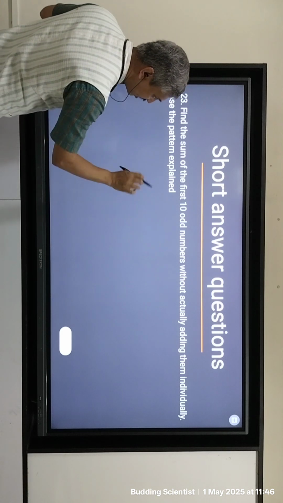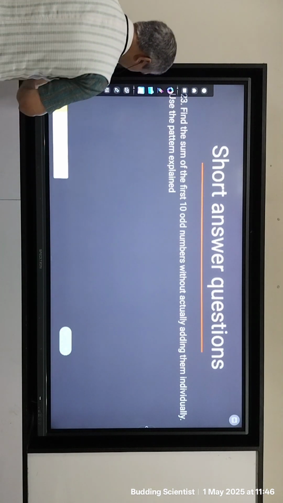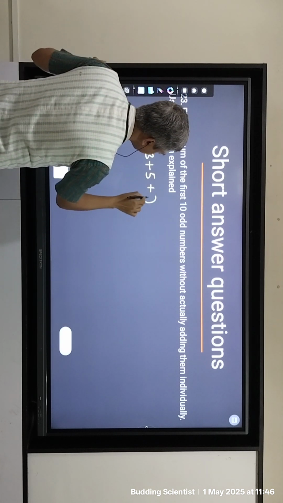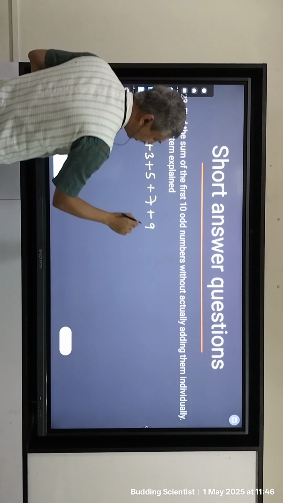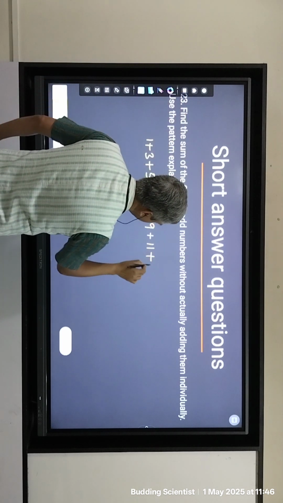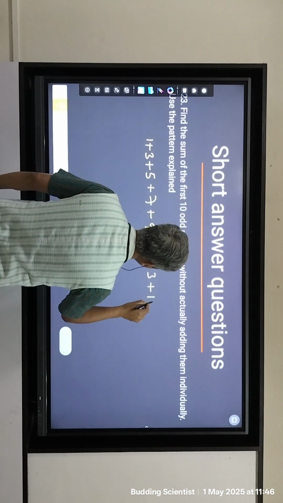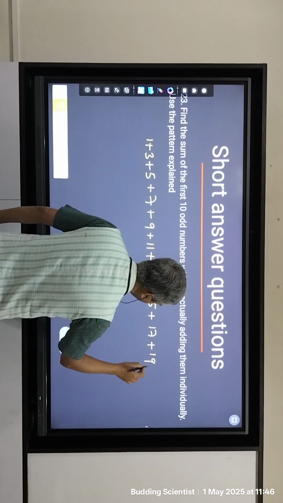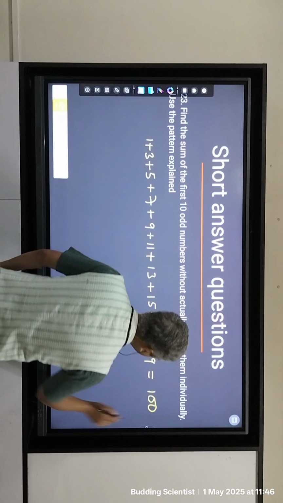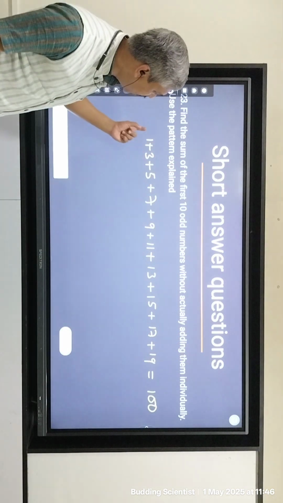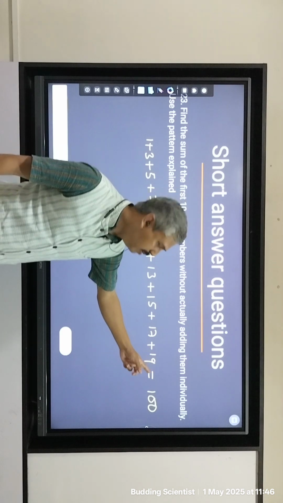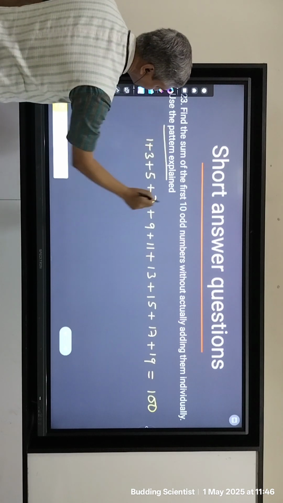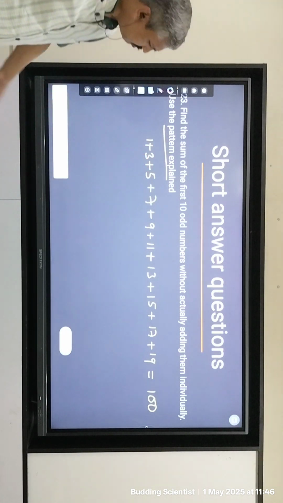then I'll write this. I'll not add without actually adding it. I'll only write 1 plus 3 plus 5 plus 7 plus 9. 5 odd numbers are there. Plus 11 plus 13 plus 15 plus 17 plus 19. And without even adding, I am writing 100 is the addition. Because I know the addition of first 10 odd numbers will be equal to 10 square, and 10 square is 10 into 10, which is 100. This is based on the pattern. Answer is very simple.